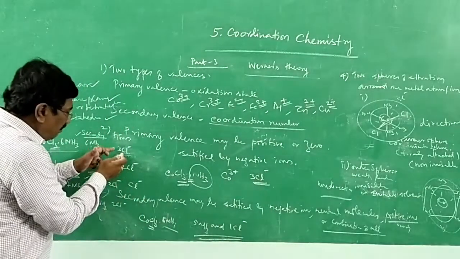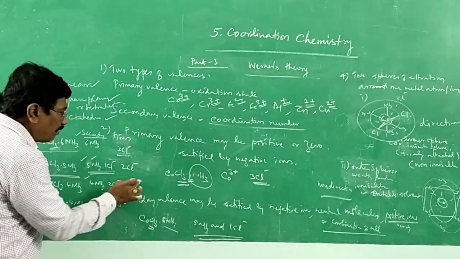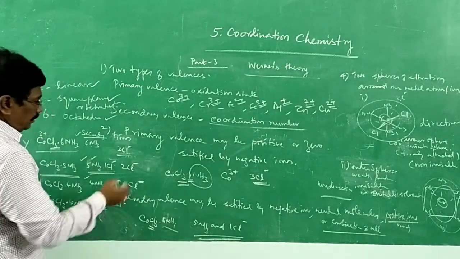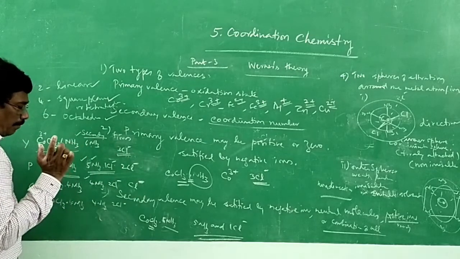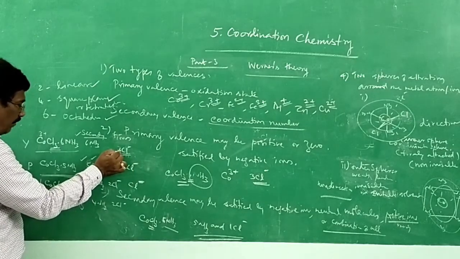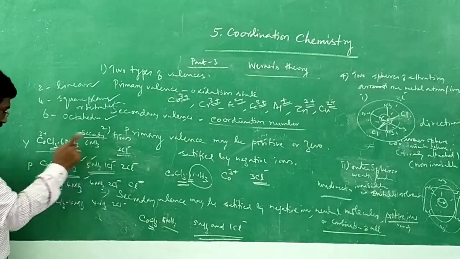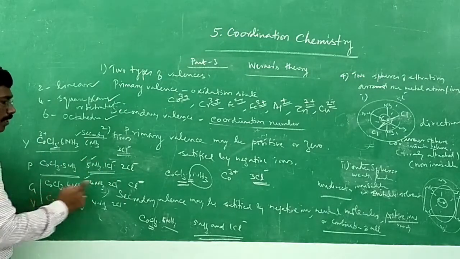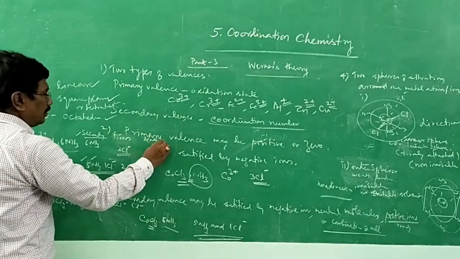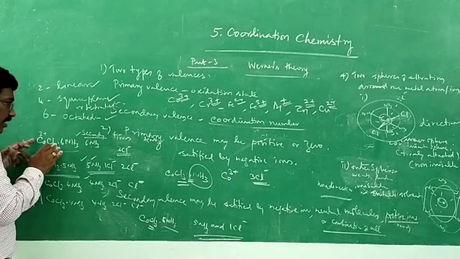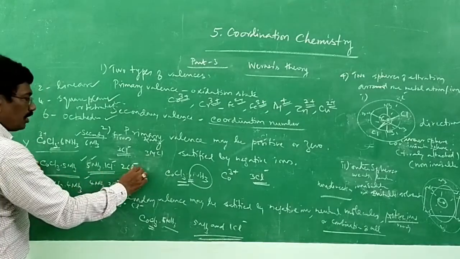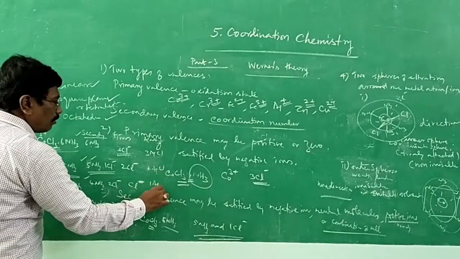So the ionizable valence, and the secondary valence happens to be only Cl minus. Ionizable is only this one. So 3 chloride ions, 2 chloride ions, and 1 chloride ion are available for 1 molecule in these cases. Therefore, when 1 mole of this is allowed to react with silver nitrate solution, you will be getting 3 silver chloride precipitate here, 2 silver chloride precipitate here, and 1 silver chloride precipitate here.